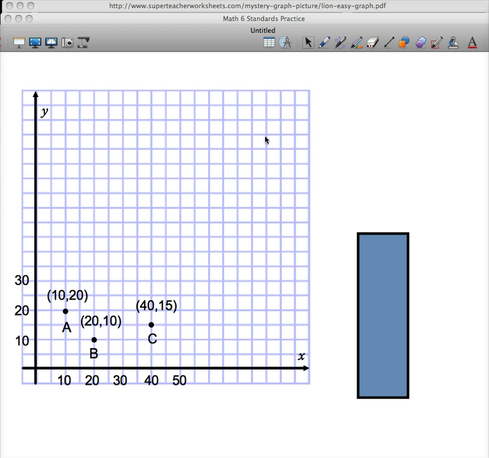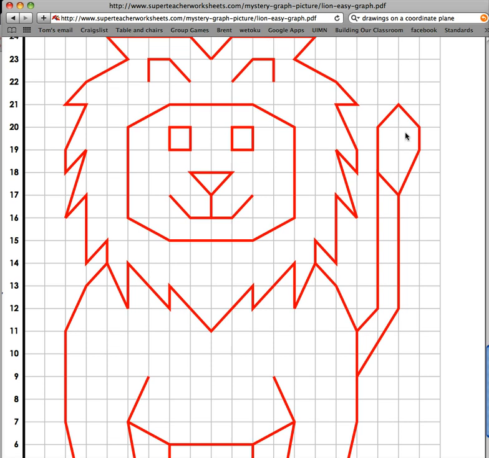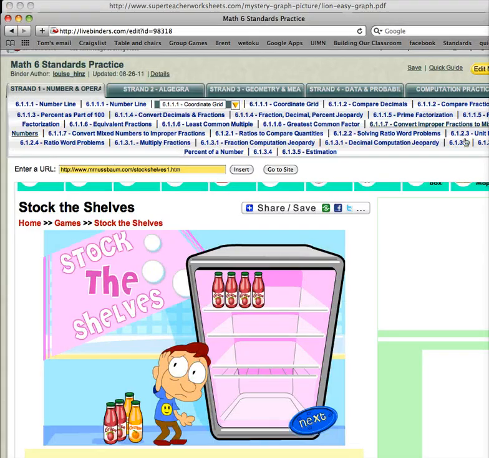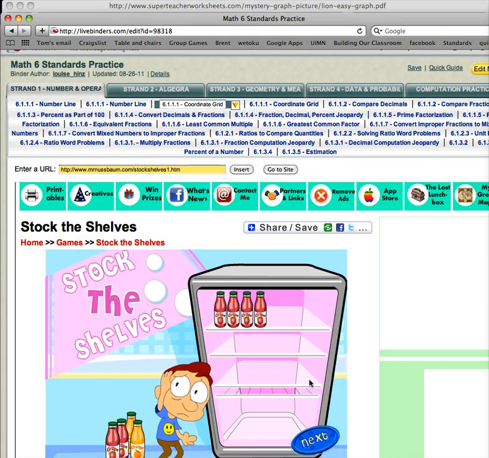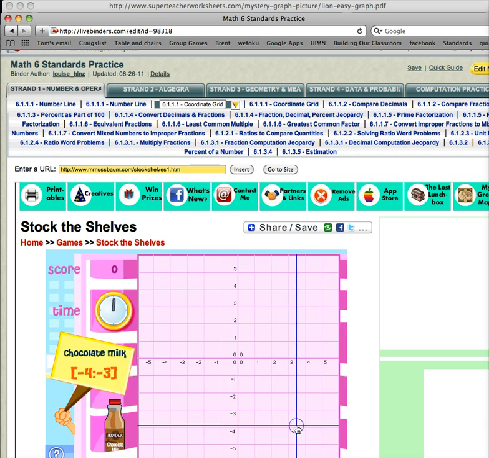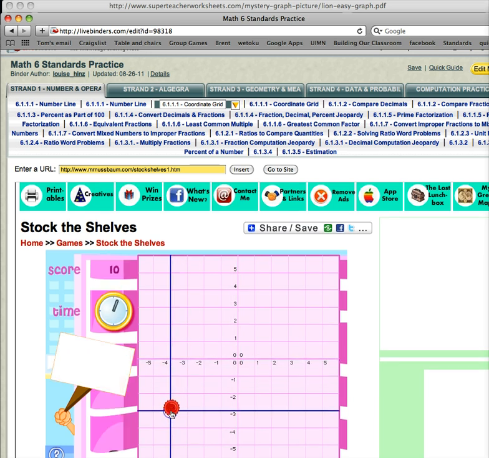Tomorrow in class we're going to have lots of time practicing on these. You're going to end up creating pictures like this, starting with nothing but a set of ordered pairs. In the meantime, if you'd like to practice, this is a great game on my LiveBinder site. And what I'm trying to do is find (-4, -3). If I get it right, I'll place the bottle cap.